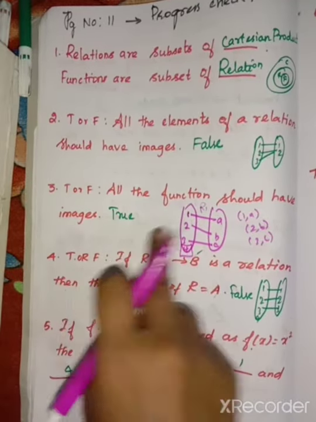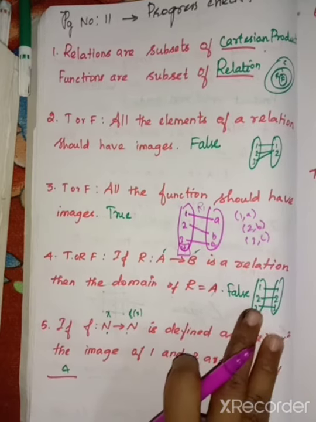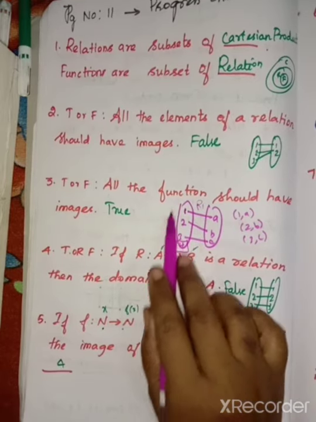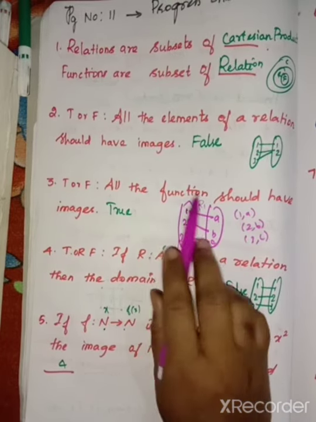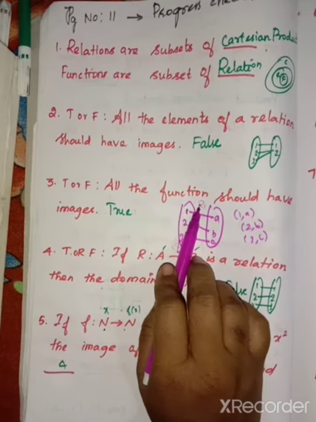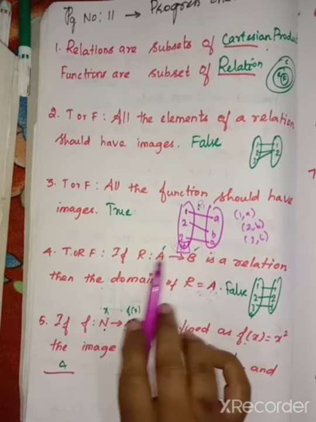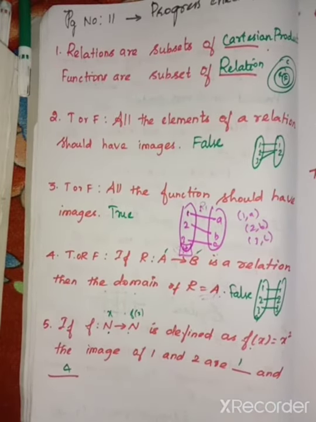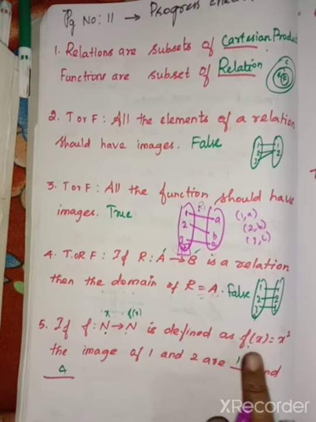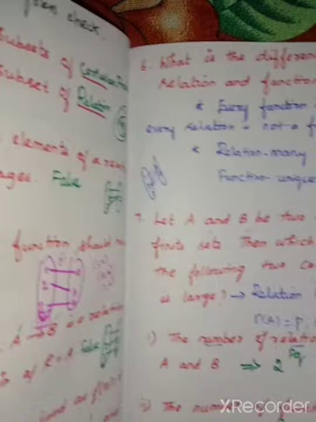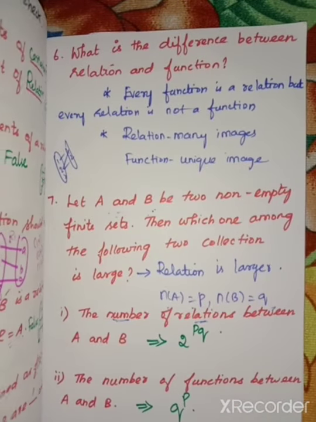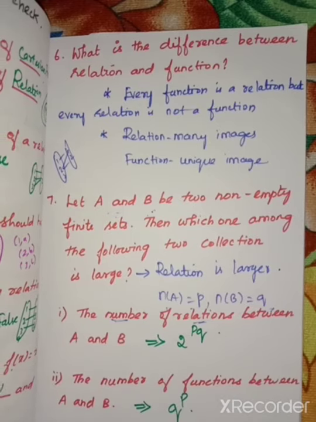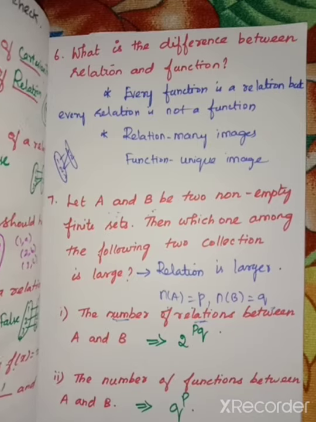For the function we have unique images. Here we can say R1 is considered as a relation, but 4 is not considered in the relation, because 4 does not have a pair, so we can't say that. So R equal to A, the domain for all, is not possible. Earlier I told you this one is images. So if we square f of x, we get the value. And one more definition is the difference between relation and function, which has 2 points. Then the seventh definition and formula: 2 power PQ, and the second one is Q power P.